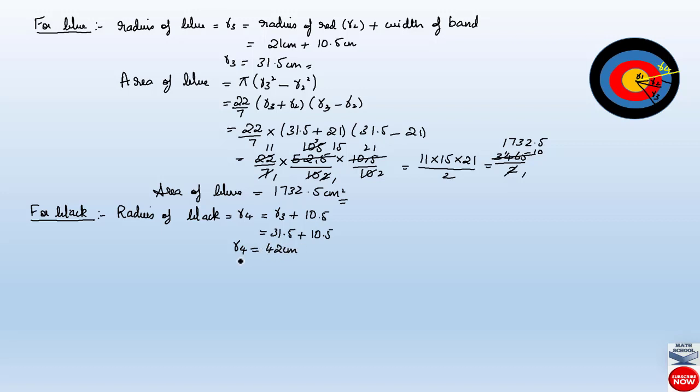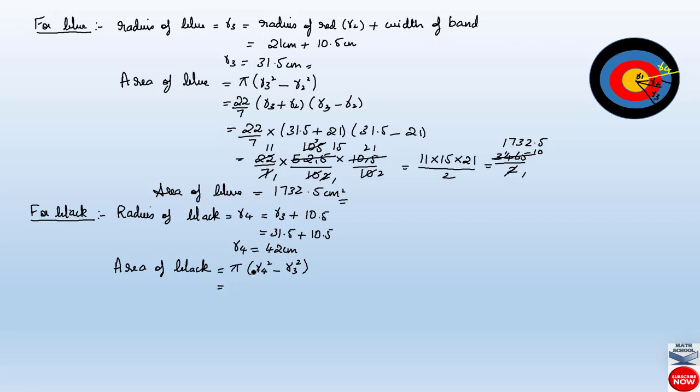Again, we will find the area by using the concentric circle formula, the area of black. To find the area of the black, we will consider the smaller circle as the blue circle and the bigger circle will be our black circle. So pi into, what is the radius of the bigger circle? We are taking it as R4. So it is R4 square minus the radius of the smaller circle, that is the blue circle, R3. So it is R3 square.